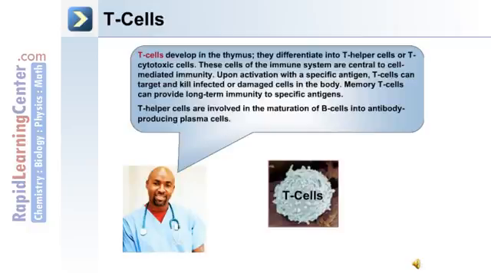The second major type of lymphocytes in the lymphatic system are the T cells. T cells develop in the thymus. They differentiate into T helper cells or T cytotoxic cells. These cells of the immune system are central to what's called cell-mediated immunity. Upon activation with a specific antigen, T cells can target and kill infected or damaged cells in the body. Memory T cells can provide long-term immunity to specific antigens. And T helper cells are involved in the maturation of B cells into antibody-producing plasma cells.